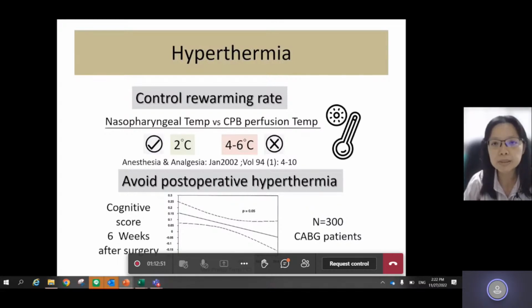because a larger temperature gap is going to cause more bubbles, and more bubbles is logically going to lead to more cerebral embolic load, which might be harmful to the postoperative neurocognitive outcomes. And furthermore, we should avoid postoperative hyperthermia, because in a large study consisting of 300 CABG patients, the cognitive score 6 weeks after surgery was worse in patients who had postoperative hyperthermia.